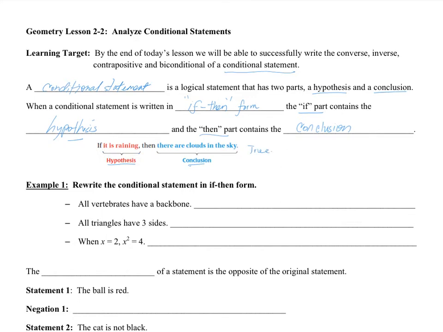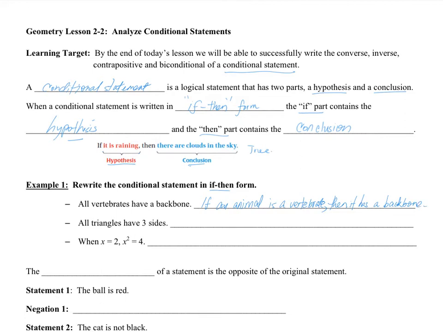Example 1. Rewrite the conditional statement in if-then form. Let's start easy here. All vertebrates have a backbone. So to write this in if-then form, we would write if an animal is a vertebrate, then it has a backbone.